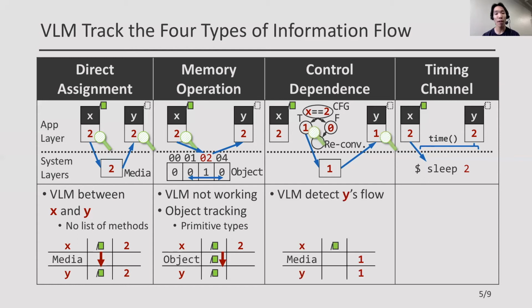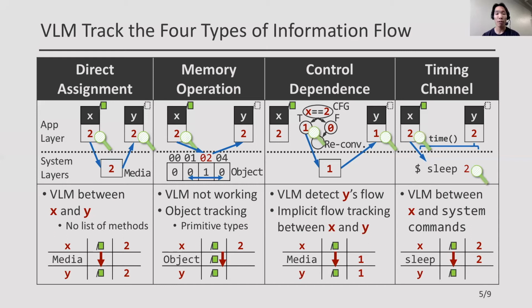Third, control dependence. VLM detects the Y flow, which is from a control-dependent instruction to Y. Then, our approach performs implicit flow tracking between X and Y. It checks whether the information is preserved between the registers.